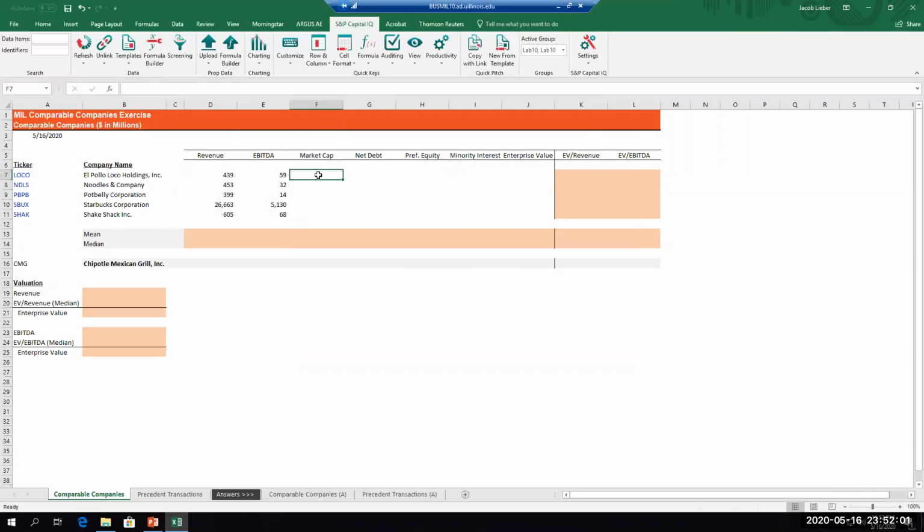Next, I'm going to fill in the required information for valuing the company. So I'm going to pull in market cap, net debt, preferred equity, minority interest, and enterprise value. If you add all four of these things together, you will come to our enterprise value. One of the things we want to focus on is making sure that these 4 items add up.